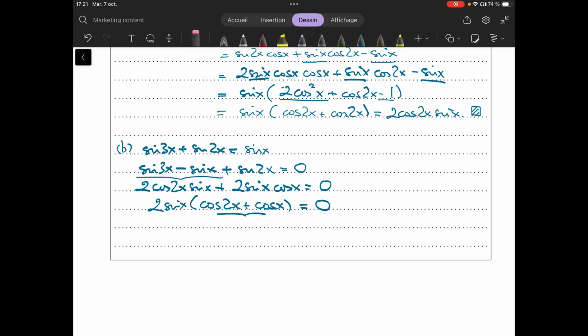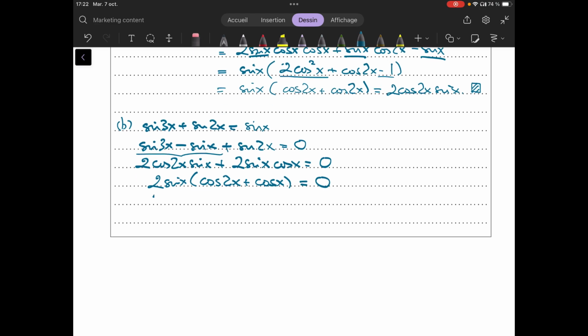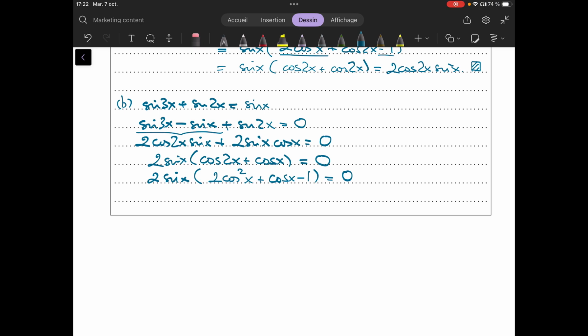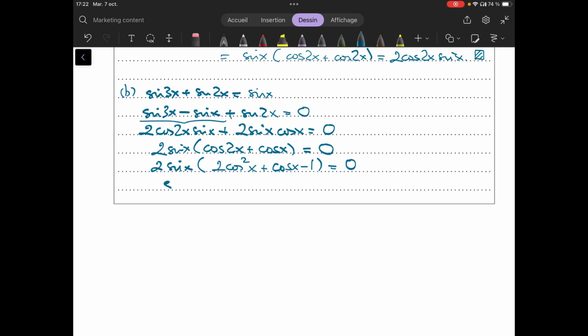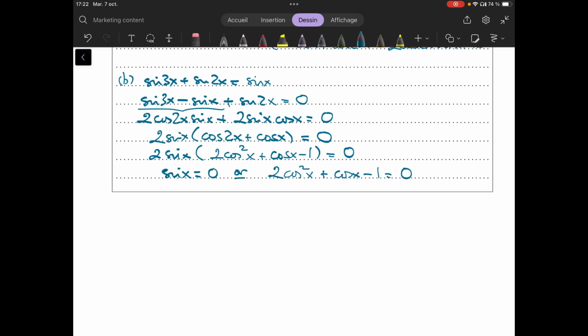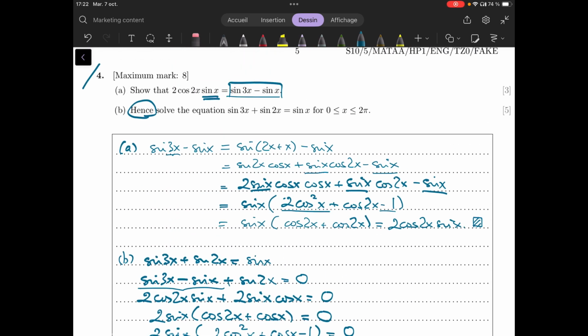From this point, there are many ways to solve this equation. I'm going to solve it in the simplest way. Cos of 2x is 2 cos squared minus 1. Now we have two equations that you should all know how to solve. Sine of x is equal to 0, or 2 cos squared plus cos minus 1 is equal to 0. Sine of x is equal to 0 if x is 0, pi, or 2 pi.